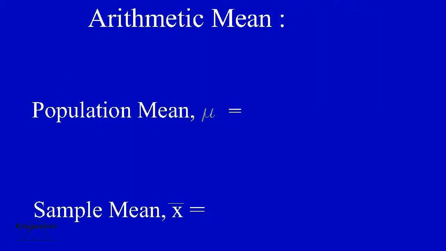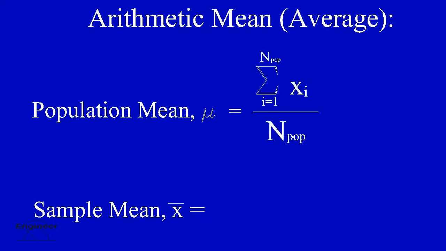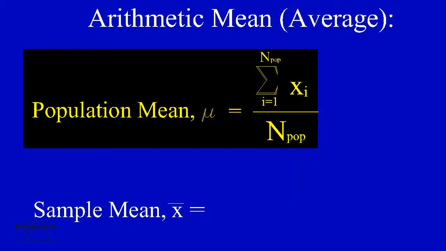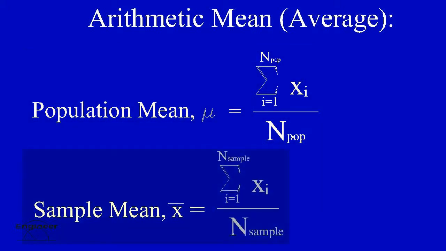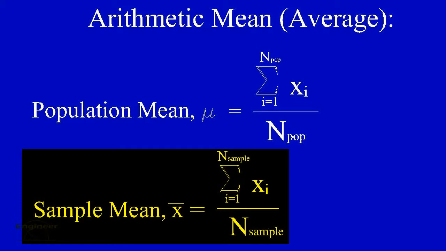We will begin our discussion about statistics in Excel with the arithmetic mean, also known as the average. As you can see, there are two types of means: the population mean, mu, and the sample mean, x bar. The population mean is equal to the summation of all the values in the dataset divided by the number of values in the dataset. The sample mean is equal to the summation of the values in the sample dataset divided by the number of values in the sample dataset.